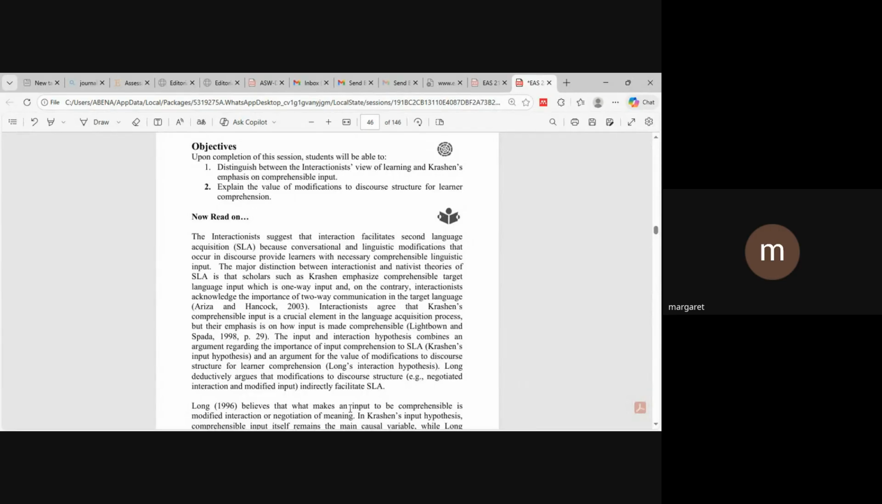Interacting with the input, interacting with your social environment to ensure that learning takes place. Are you following? Good. So that is the distinction. The interactionists emphasize discourse in language learning; there has to be interaction with their environment.